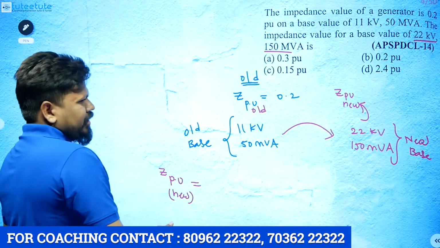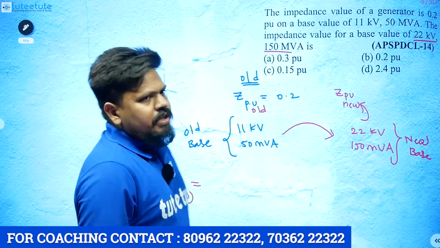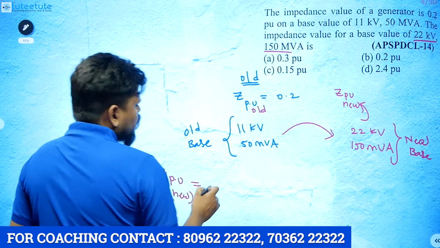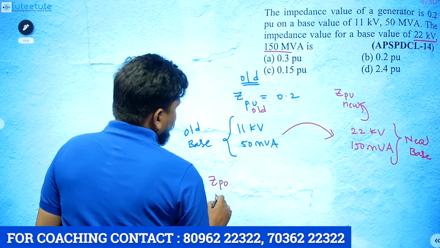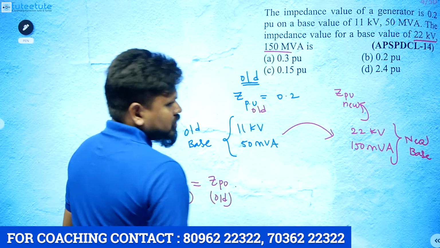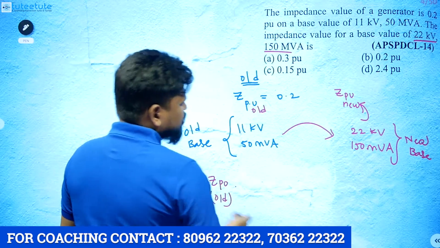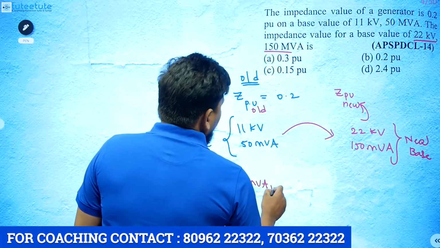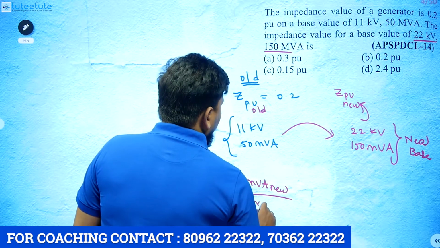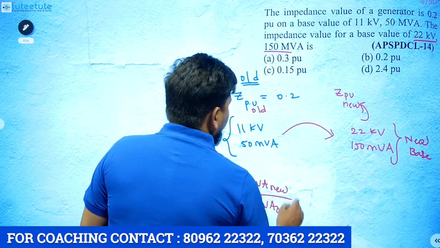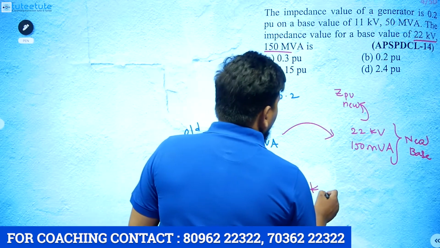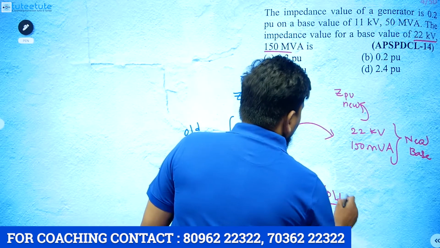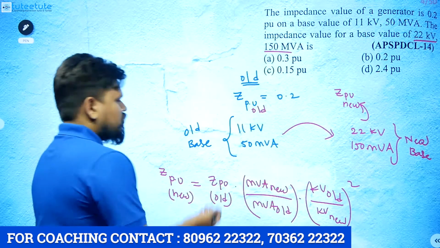Not only in our exam, even in the engineering services, they will definitely ask this model of question. Z per unit new equals Z per unit old into MVA new divided by MVA old into (KV old divided by KV new) whole square. Just directly remember this, otherwise you can derive it within seconds. So this is the formula, we just need to substitute.